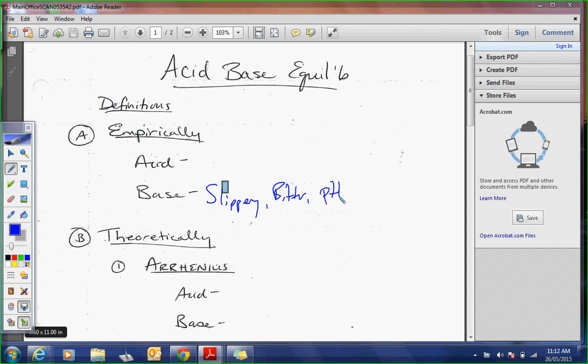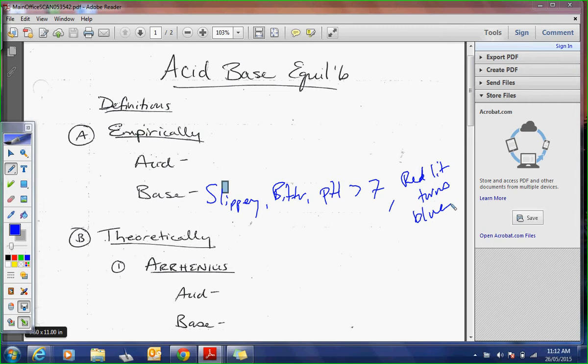What about 7.01? Don't you just say it's greater than or equal? Why don't we say it's greater than 7? Or equal, it could be equal. That'd be neutral. What about litmus paper? Red litmus turns blue. Okay, that might be enough.